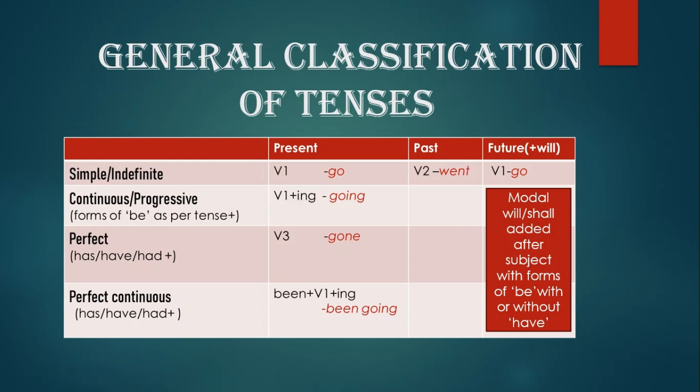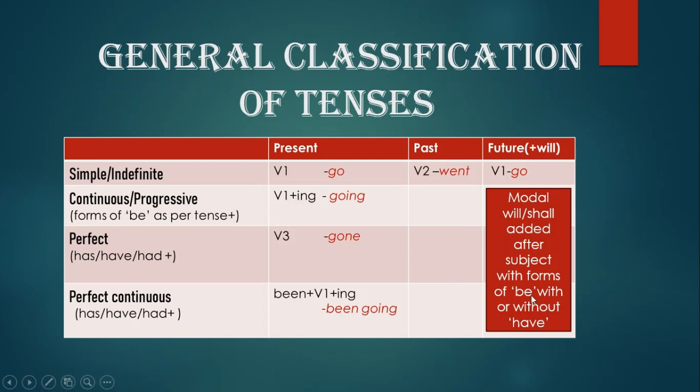Basically the first person uses the modal shall, that is I shall or we shall. It may be used in other cases as well under certain conditions, but here we are going to focus on the basic tense. So the future tense will have an addition of will or shall and a form of be, with or without the word have. That is what makes it different from the present tense. An action that is happening in present, we are assuming it will happen in future, hence the word will.